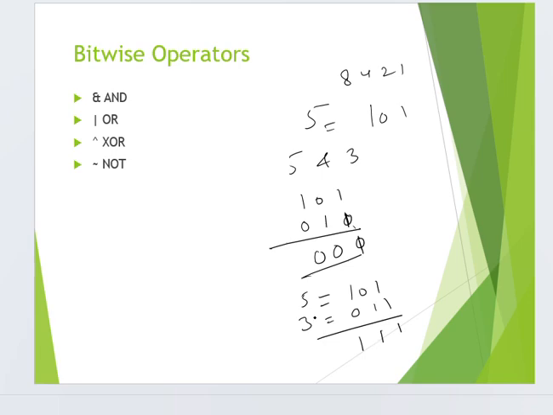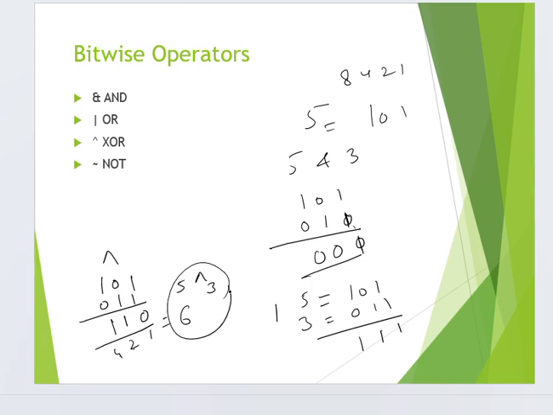And when we do exclusive OR, it means when the inputs are not the same, the output will be true. In this case, this is 0 and this is 1, so they are not the same, and this is also 1 and 0, so they are not the same. So with place values 1, 2, 4, add them up: 4 plus 2 is 6. So if we write 5 exclusive OR 3, the answer should be 6. If we write 5 OR 3, the answer will be 7.